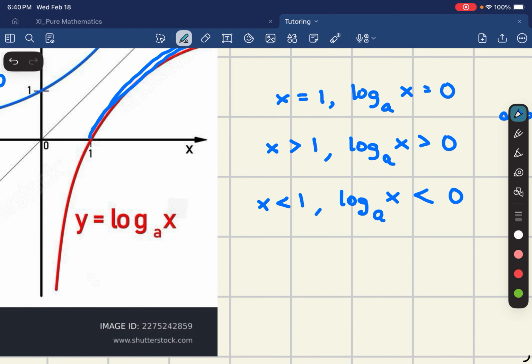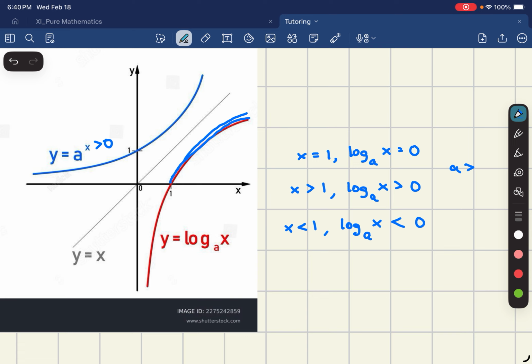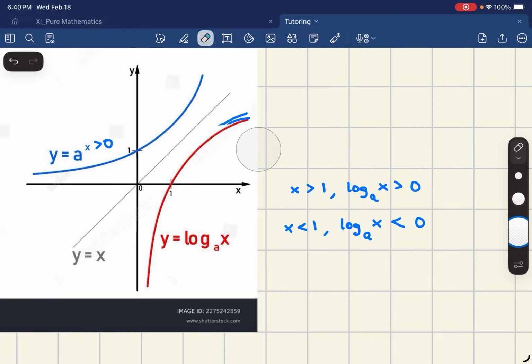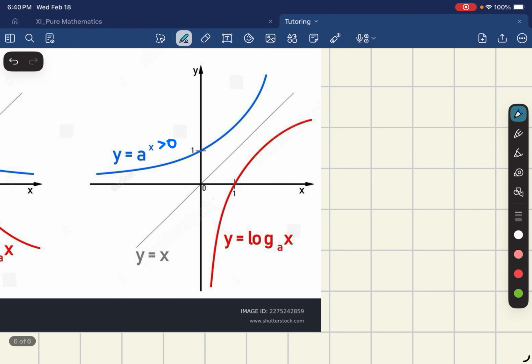So this is something you want to remember. If your x is less than 1, then your output is negative. Why? Because when you multiply or divide by some log terms, you want to make sure your inequalities are in the correct direction.